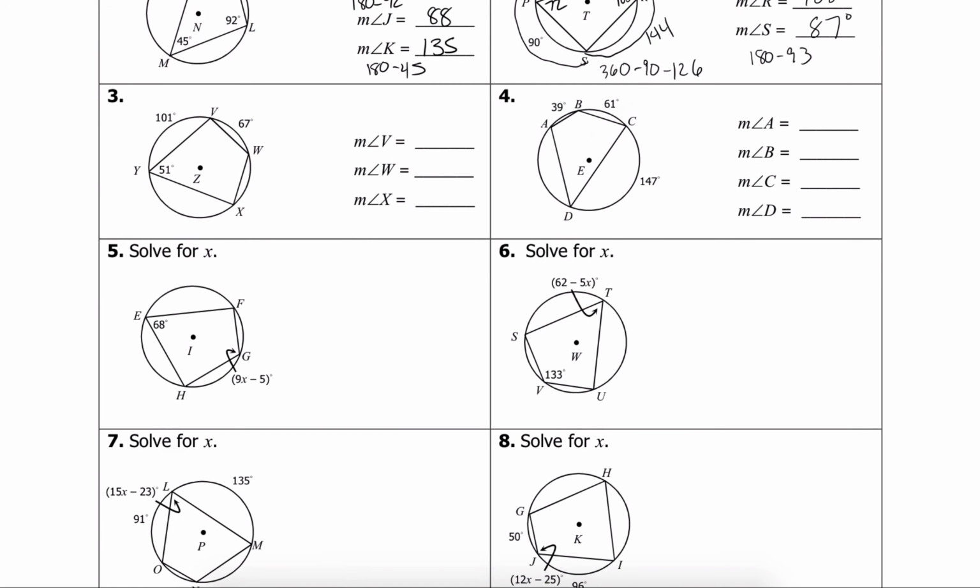All right, I'm going to start on this picture here. I'm going to start with angle W. I think that's going to be my easiest one by saying that Y and W are supplementary. So I can do 180 minus 51, which is 129 for W.